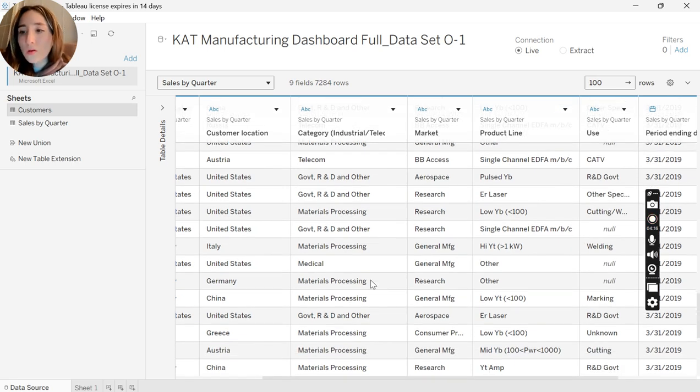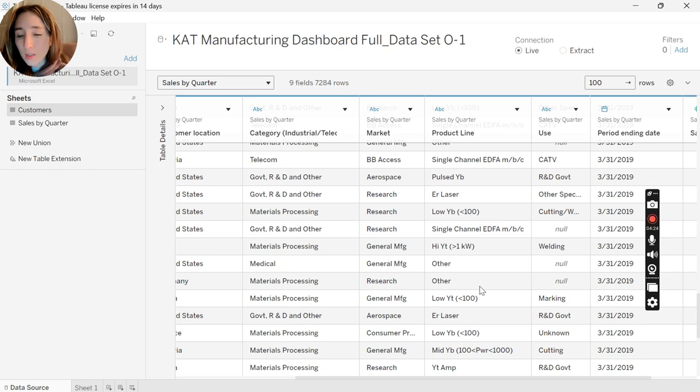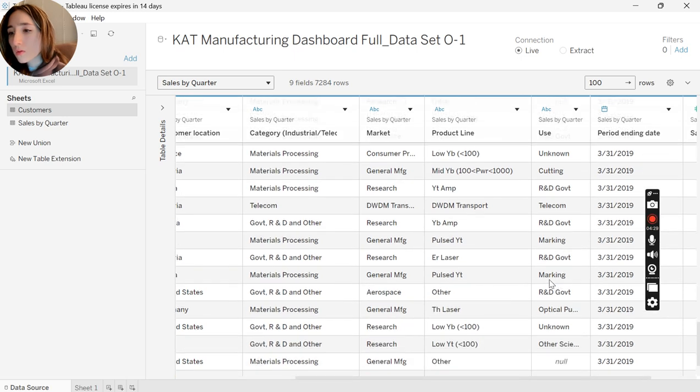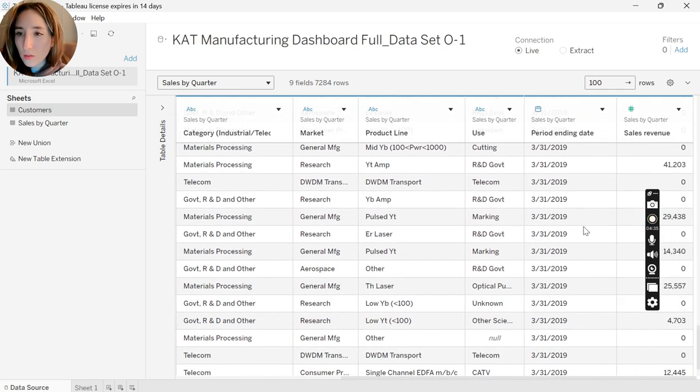And the Low YT less than 100 product line is consistently performing well, and we can see that in 2020 it's suggesting a continuation of strong revenue, as the sales revenue for those are still climbing.